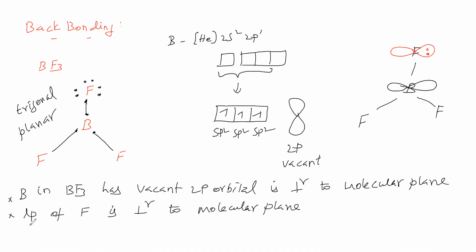In which orbital is the lone pair present? It is present in a 2p orbital. Now this vacant 2p orbital and this lone pair 2p orbital, both undergo what overlap? A lateral overlap. These two undergo lateral overlap.